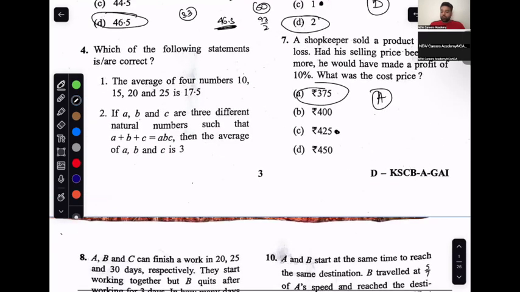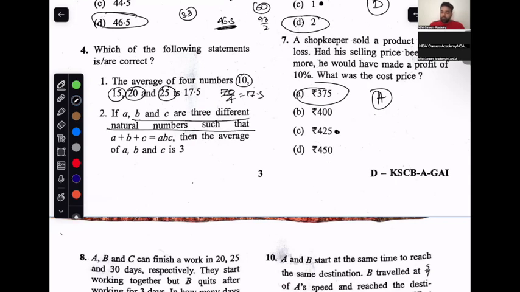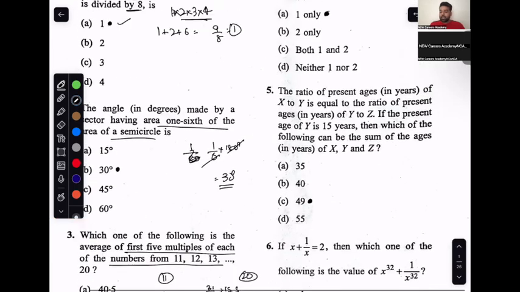The average of 4 numbers, let's say 10 plus 15, 25, 25 plus 25, 50, 50 plus 20, 70. 70 divided by 4 is 17.5. If A, B, C are 3 different numbers such that, let's say, 1 plus 2 plus 3 is 6, which is equal to 1 into 2 into 3, 6, the average of A, B, C would be 2, not 3. So the second statement is wrong, the first statement is correct.